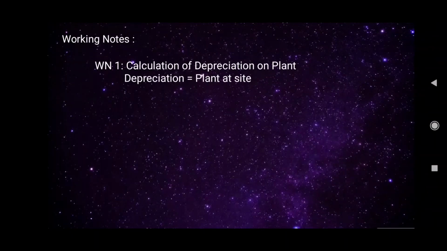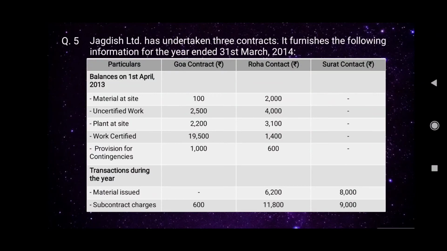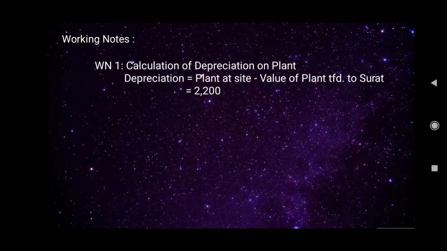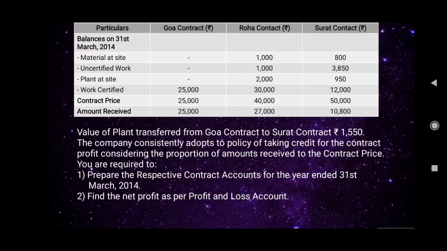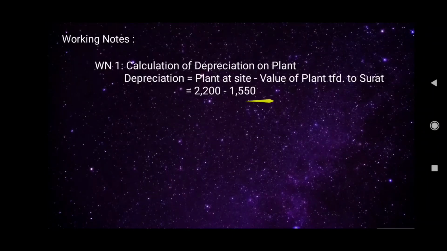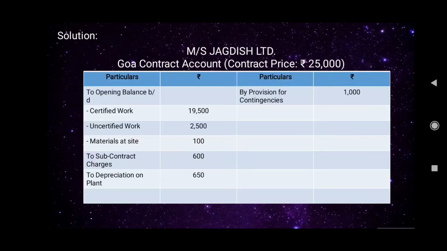Depreciation is equal to plant at site minus value of plant transferred to Surat, which is equal to plant at site amount was 2,200. So we'll record it rupees 2,200 minus value of plant transferred to Surat, which was given as 1,550. So we'll record it rupees 1,550, which will be equal to rupees 650. So we'll record the depreciation amount. To depreciation on plant, amount is 650.